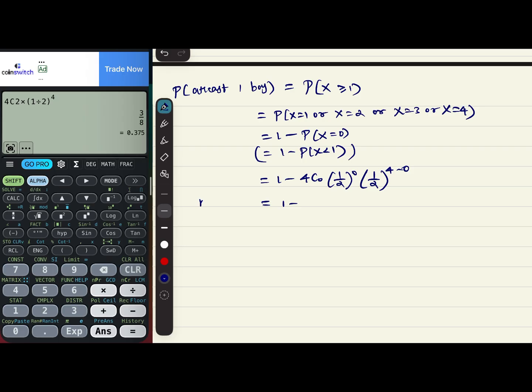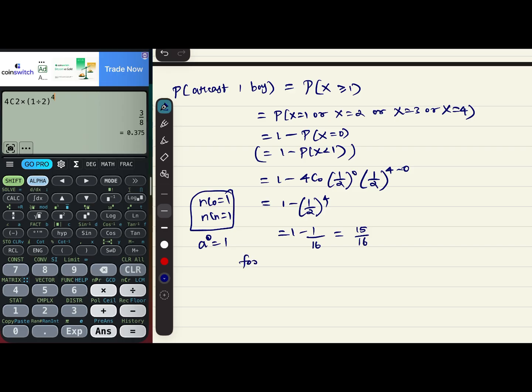NC0 is going to be just 1. NCN is also going to be 1. You remember these rules. So any number power 0 is going to be 1 again. So this part becomes 1. Okay, so need not write that. So you get only half power 4. Already you know what is half power 4. 2 into 2 into 2 into 2, 4 times, 16. So that will give you 15 over 16.